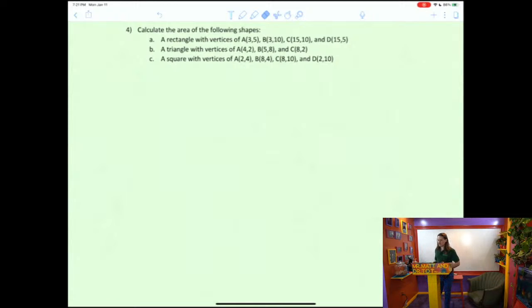I'm going to give you a little bit more time for this one. I'll give you 5 minutes. After 2 minutes, I'll start to solve.